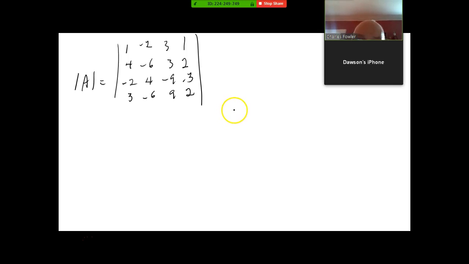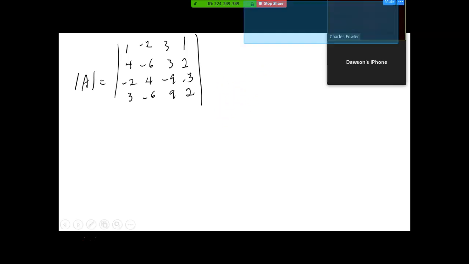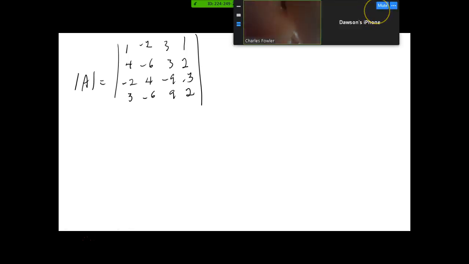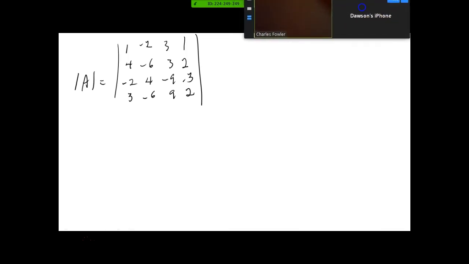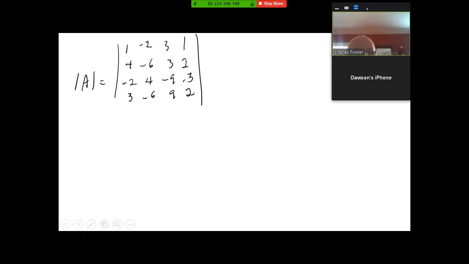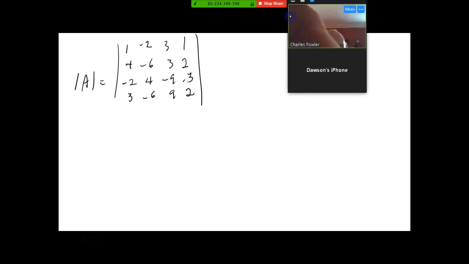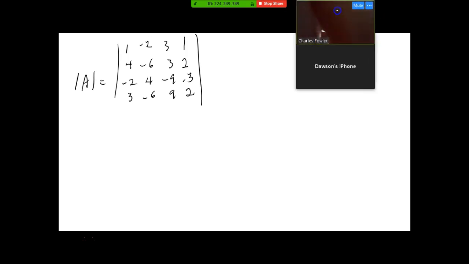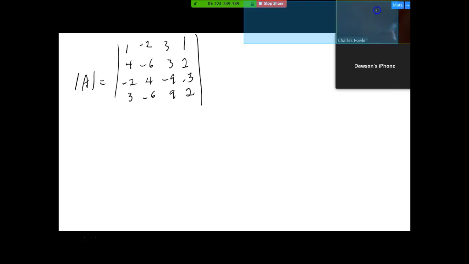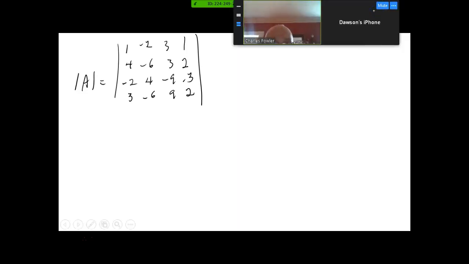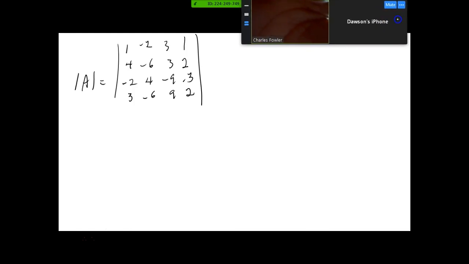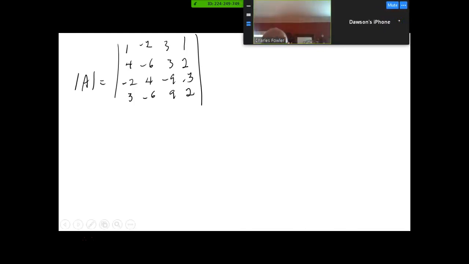Here's the determinant of matrix B. I wish I could get this out of here, but I don't seem to be able to do so. No, it came back. That's a little better, but okay.